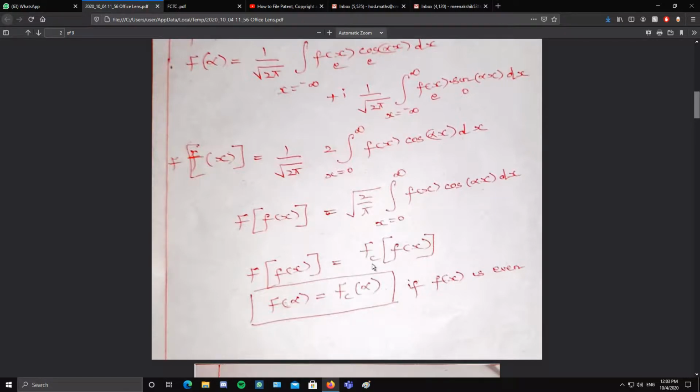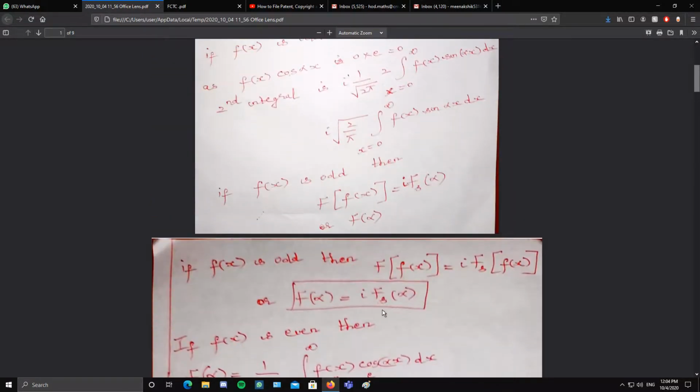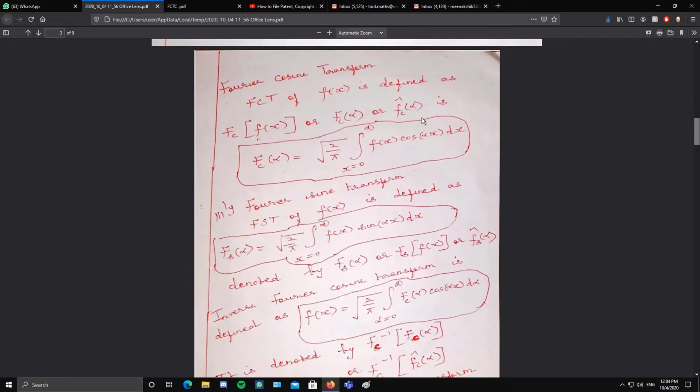Fc means cosine transform. So remember, if f of x is even, F of alpha is same as Fourier cosine transform. That is F of alpha equals Fc of alpha. If f of x is odd, F of alpha equals i times Fs of alpha, or Fourier transform of a given function is same as i times Fourier sine transform.